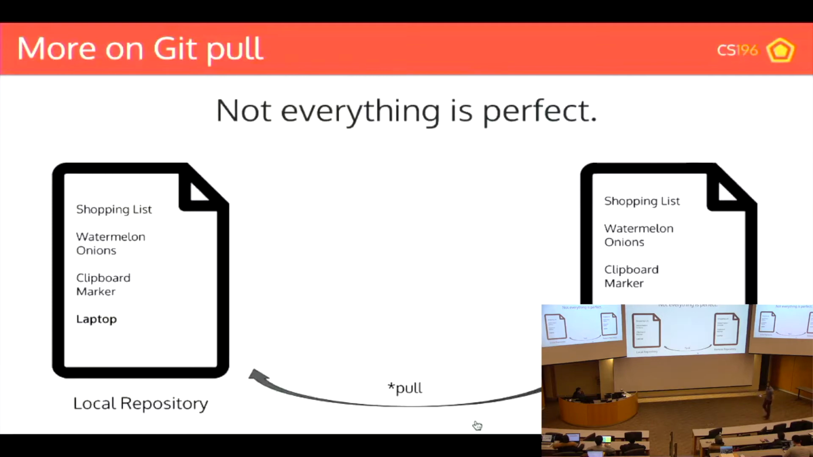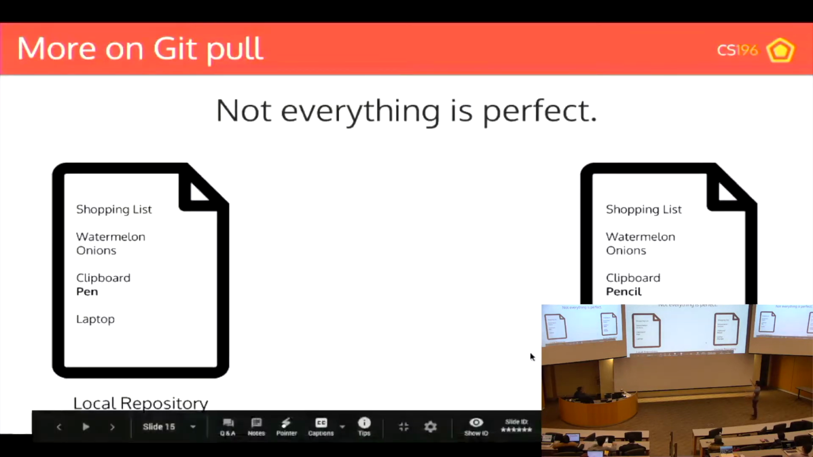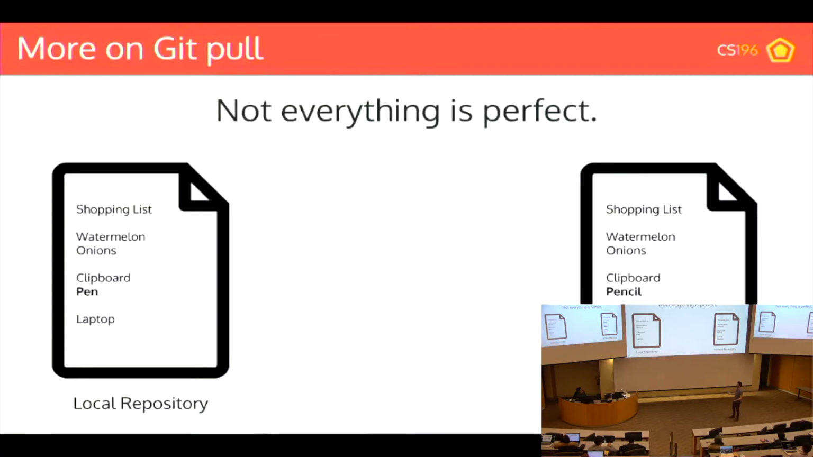But what happens if things aren't so perfect? So let's go ahead and say that I change the marker in my local repository to a pen. And so let's say I make a commit, and Rohan, on the remote repository, pushes some changes where not only does he change the marker to a pencil, but he also adds a charger. So now notice how pen and pencil are being changed on the same exact line. So what exactly happens now? If I want to pull in the changes from the remote repository to the local repository, how is Git supposed to know what exactly we should do with the pen and pencil?